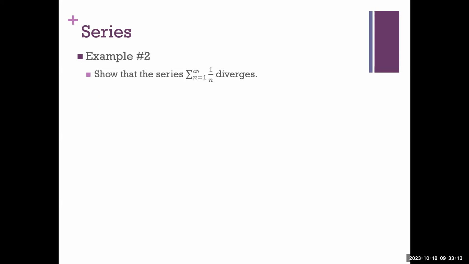So I want to show that this series here diverges. Can we look at the first few terms in this series? So it should go 1 plus 1/2 plus 1/3 plus 1/4 and so on. Actually, let's write out a few more. This thing is a pretty common series. This is what's commonly known as the harmonic series.